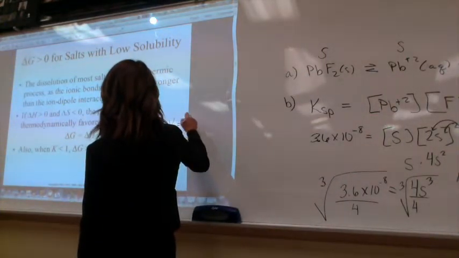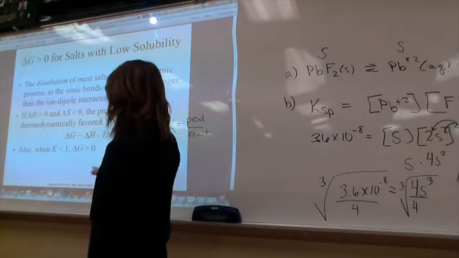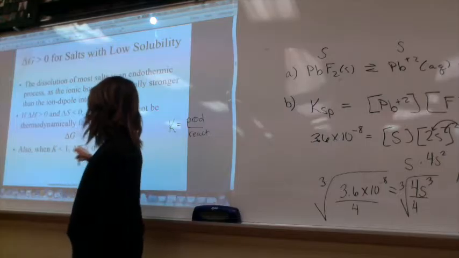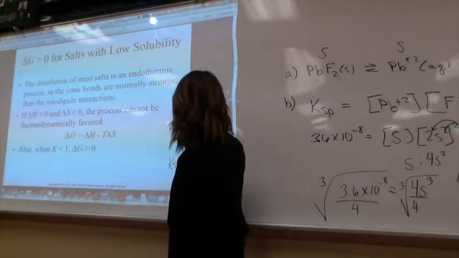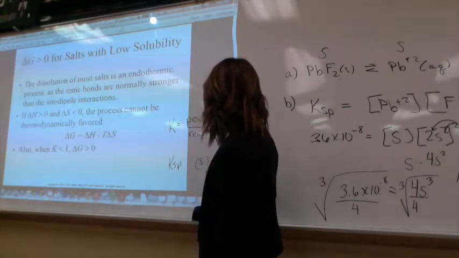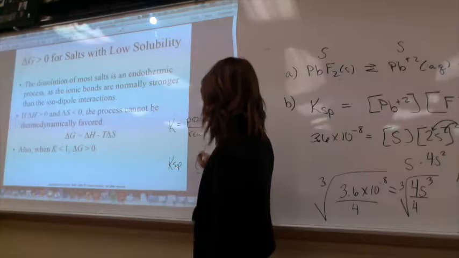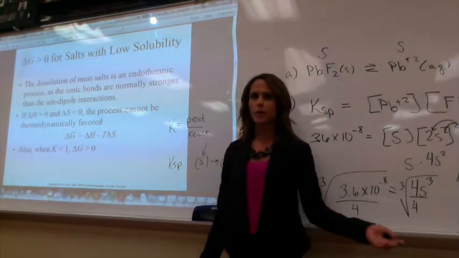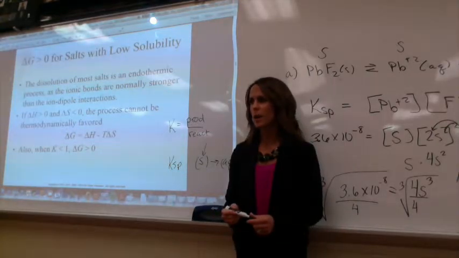Because K is equal to products over reactants. So if K is less than 1, it means that I'm reactant favored, but anytime I have a KSP value, it's always for my solid going to my aqueous ions. So if I'm reactant favored, it means I'm solid favored, which means it's not going to dissolve. Or it'll dissolve at a very, very small amount.